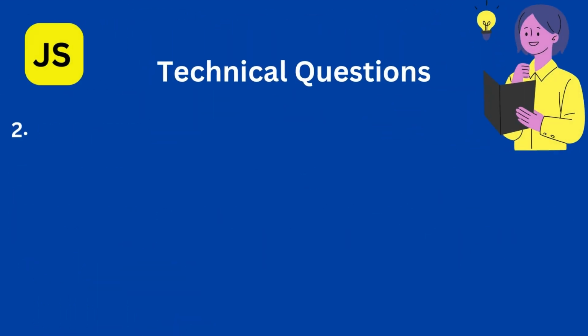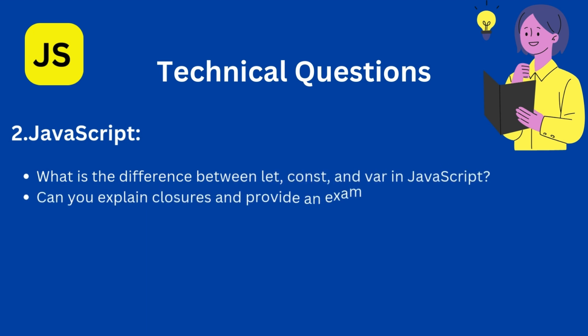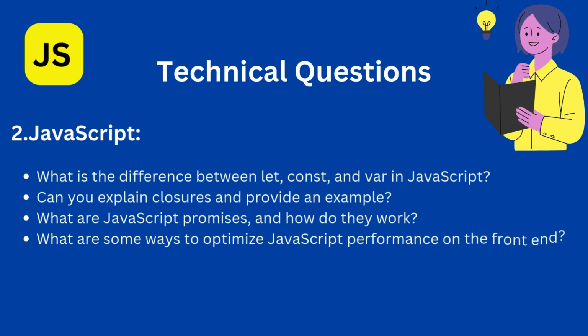Number 2, JavaScript. Question number 1: What is the difference between let, const, and var in JavaScript? Question number 2: Can you explain closures and provide an example? What are JavaScript promises, and how do they work? Question number 3: What are some ways to optimize JavaScript performance on the front end?